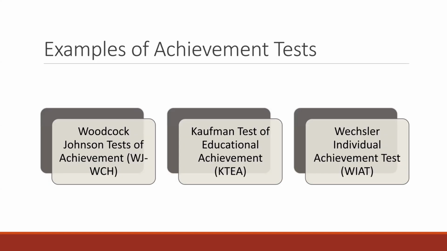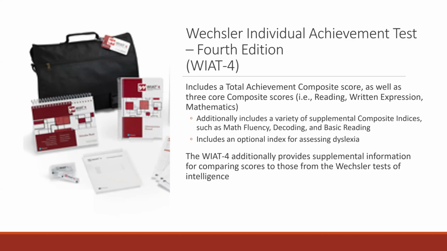So some examples of achievement tests, these are some of the most common ones. We have the Woodcock-Johnson tests, the Kaufman tests, and the Wechsler tests. And so we'll talk about the Wechsler test today because the intelligence tests are commonly used. And so by using them together, it allows for easier comparison. It actually provides supplemental information for comparing the scores directly.